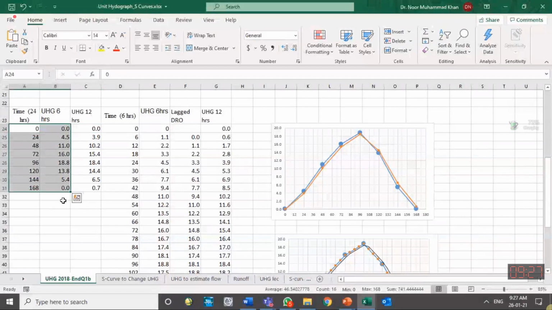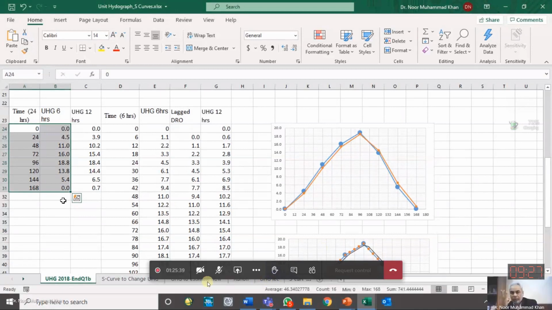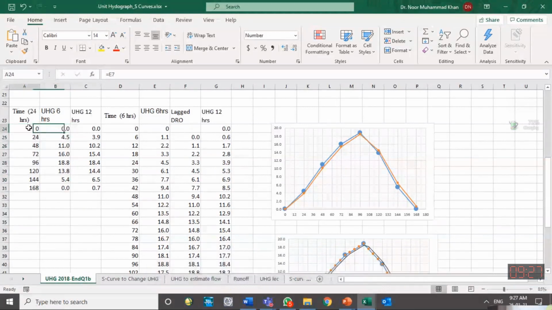And keep in mind, when we say 6-hour unit hydrograph, what does this 6 hours refer to? Anybody? Is it the base period, is it the observed time period, or is it the storm duration? There are 3 possibilities. So this is the storm duration. This observed duration is something else. They are observing the flow after 24 hours.